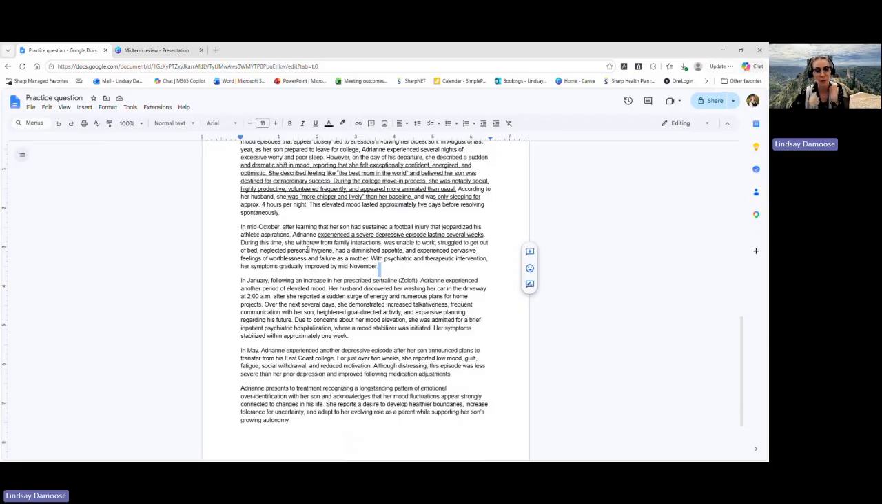So there's sleeping difficulty, difficulty with her motivation, which could be anhedonia, fatigue, reduced energy level, diminished appetite, feelings of worthlessness. I would say that that really meets criteria for a severe depressive episode.